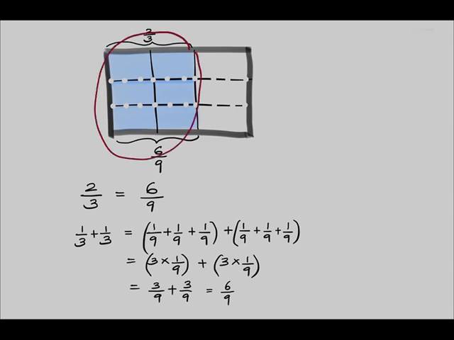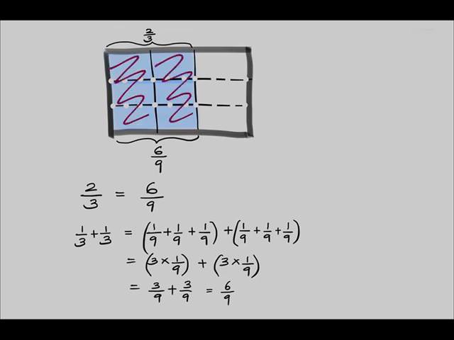So this shows 2 by 3. So in 2 by 3, this is 1 by 3 and this is 1 by 3. That is how it becomes 2 by 3. And when we divide this 2 by 3, the value of each unit becomes 1 by 9. 1 by 9, 1 by 9, 1 by 9, and 1 by 9.